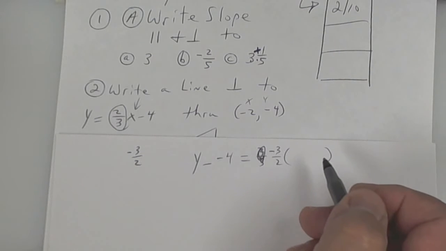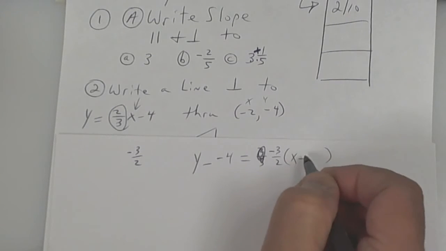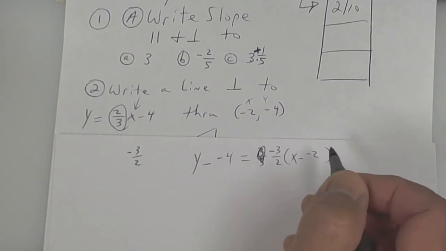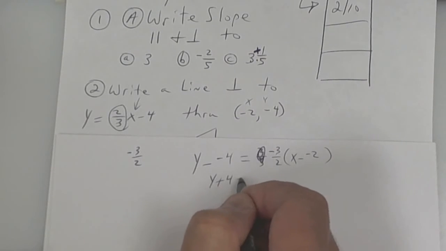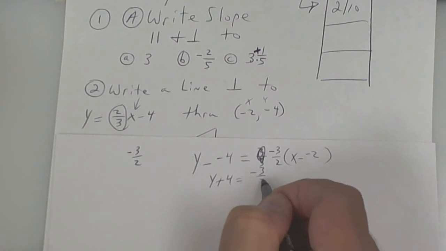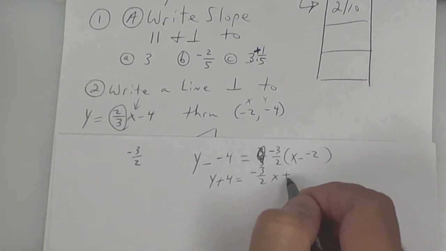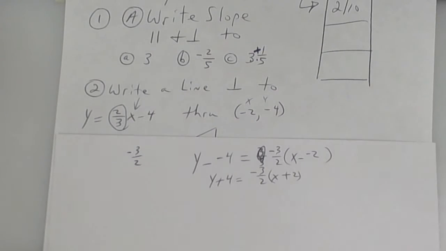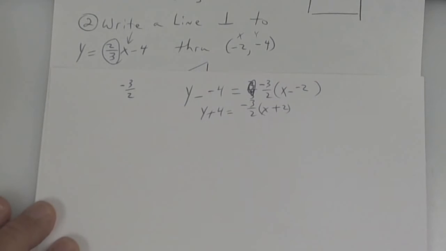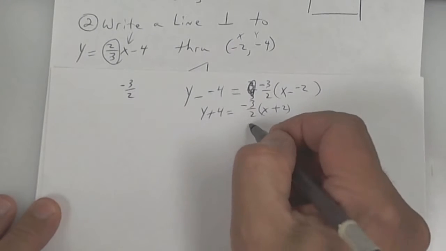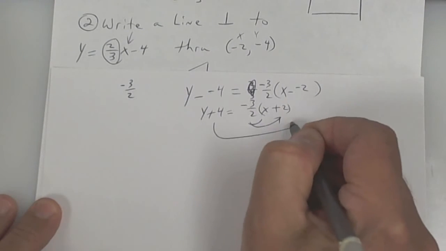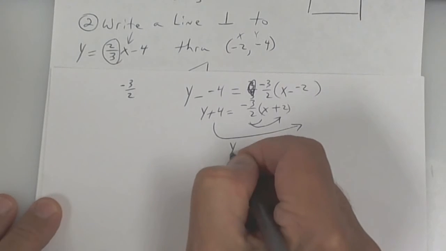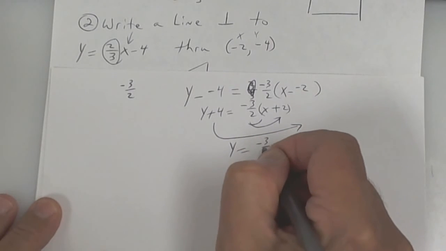And then x minus your x, which is a negative 2. So it's going to be y plus 4 is equal to a negative 3 over 2x plus 2. And then you could distribute. This is called point slope, but let's get it in slope-intercept form. So you're going to distribute and you're going to subtract 4. So you're going to get negative 3 over 2x.